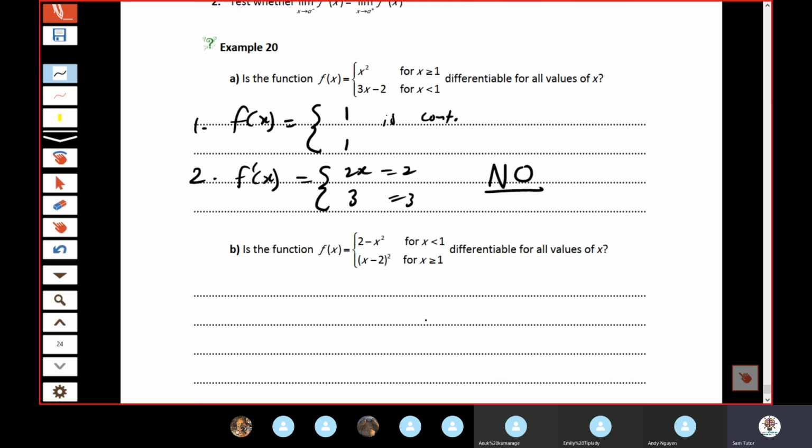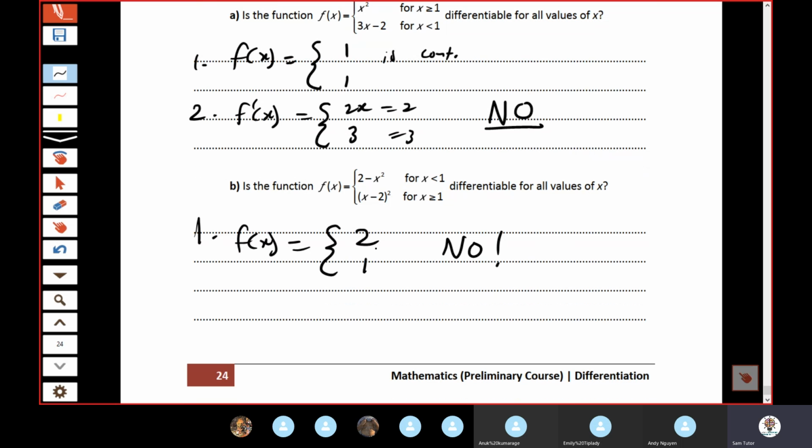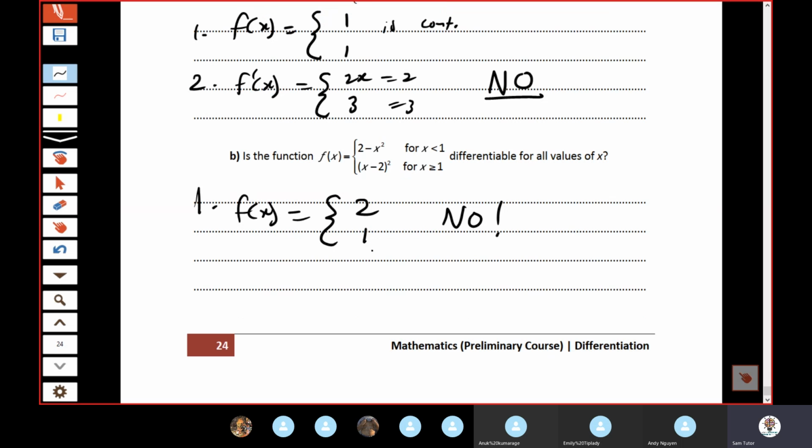Let's try it again. Is the function f of x differentiable for all values of x? All right, we'll test step 1. Step 1 is to sub in 1, and there must be no jump. So sub in 1, 2 take away 1 is 2. Sub in 1, 1 take away 2 is negative 1, squared is 1. That's already no. Because when you draw this, it's going to have a y value of 2 at 1. When you draw this, it's going to have a y value of 1 at 1. So there's going to be a bit of a jump there. Do you guys understand that?